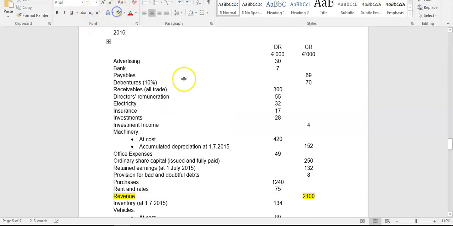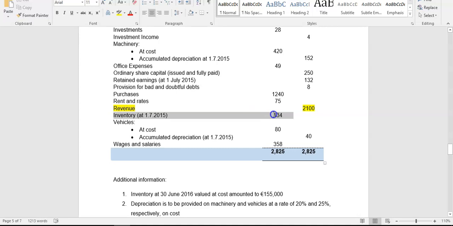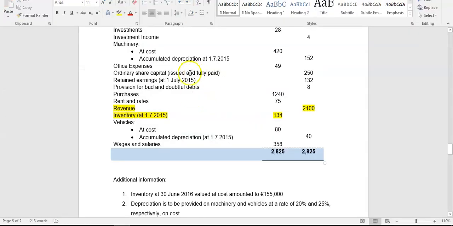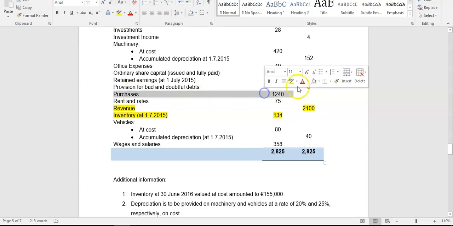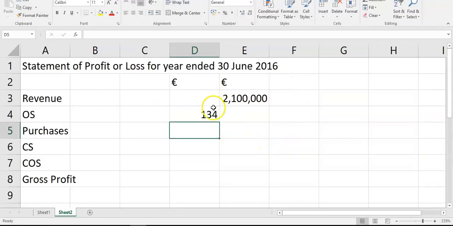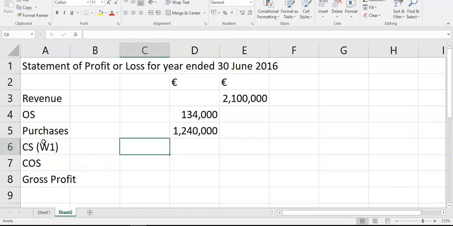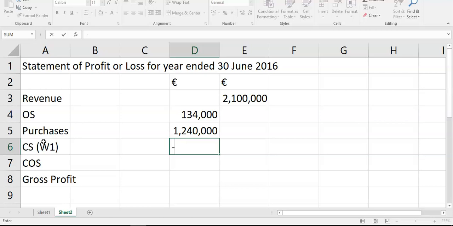I'm going to put in yellow to say that's done. Opening inventory 134, we slot that in. Purchases, we're given here 1240. So that's 134,000. 1.24 million. That's also in. And be careful now, closing stock is coming from working one, which we had already, minus 155,000.